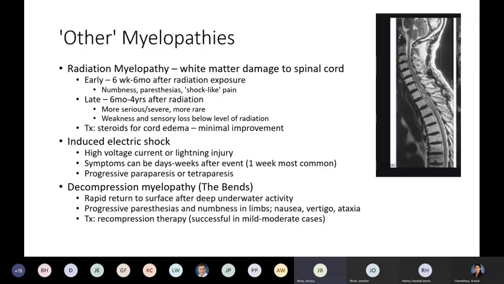And then decompression myelopathy or the bends, so related to pressure shifts due to rapid return to surface after deep underwater activity. So that would be usually progressive paresthesias and numbness in the limbs, also associated with nausea, vertigo, and ataxia. Treatment is recompression therapy. So if cases are mild to moderate, recompression is pretty successful in reversing deficits, but in severe cases, less so. This is radiation myelitis. You can see the T2 signal change and cord edema here.